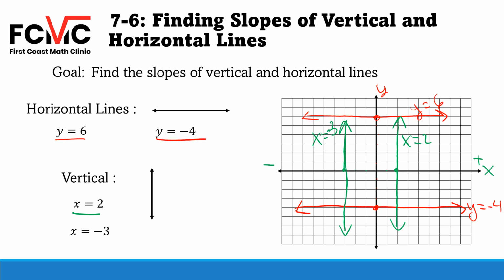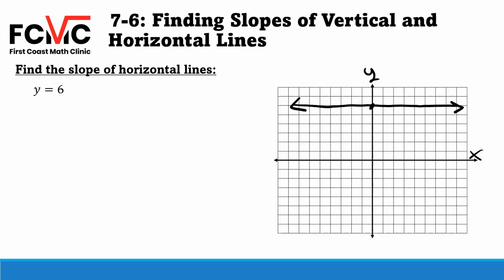Okay, so what's the slope of these lines, right? Because this horizontal line and the vertical lines have slopes. So how do we find the slope of those lines? Let's get into that. So let's find the slope of our horizontal line first.